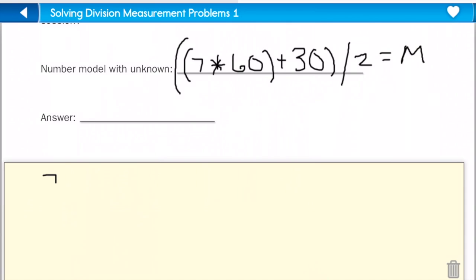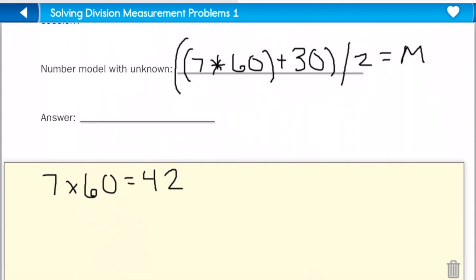So first, let's do 7 times 60. And so I can use the 0 as my hero trick on this. How I can do that is I can multiply 7 times 6, which I know that equals what? Yes, that equals 42. So now I know I solved my first part of this problem.